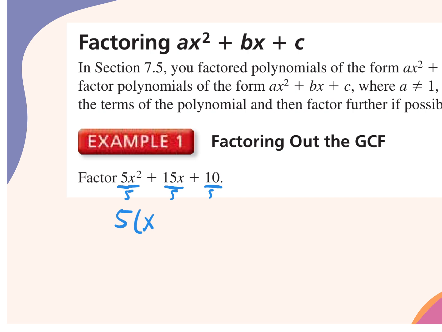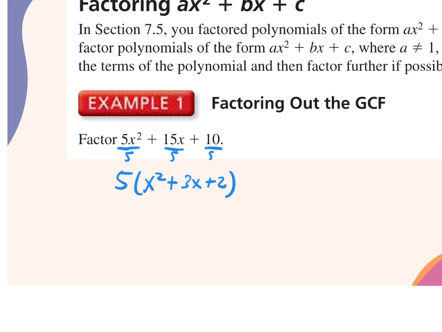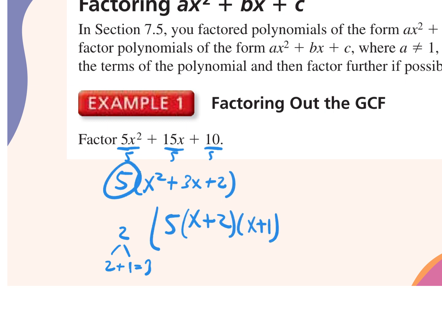And so we're left with x squared plus 3x plus 2. Now this on the inside, x squared plus 3x plus 2, you are able to factor with the skills that we learned in the previous lesson. So we're looking for factors of 2 that add to 3. That's just 2 and 1. 2 plus 1 equals 3. So this is going to become x plus 2 and x plus 1. There is a 5 out front, so we need that in our final answer.